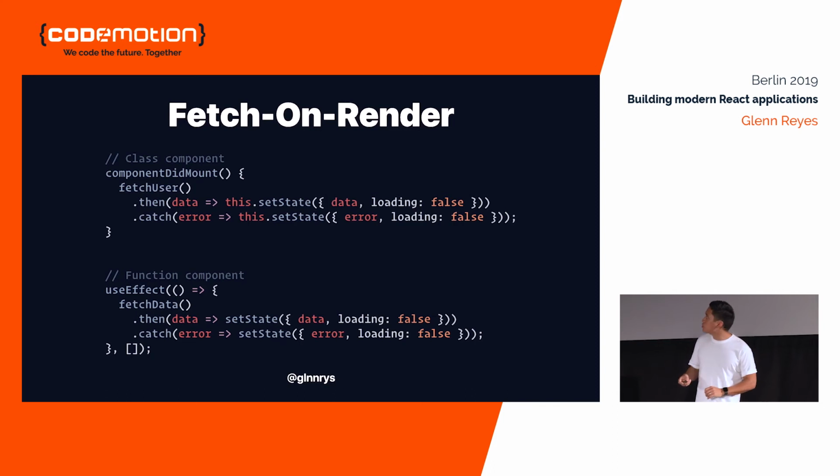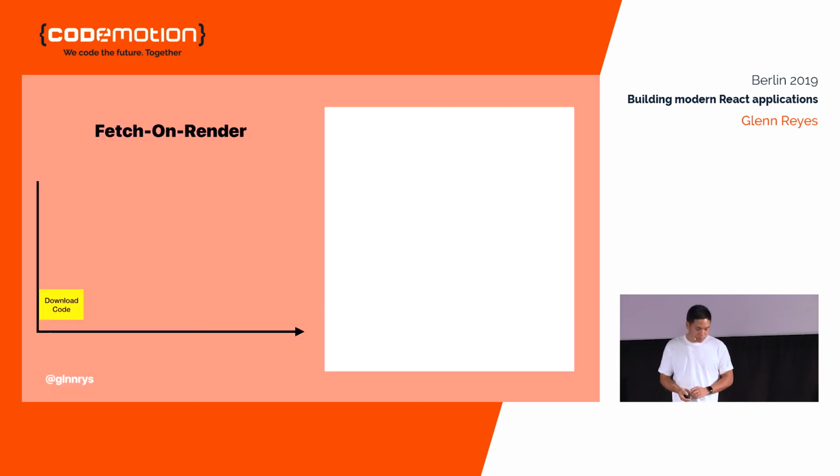And in contrast, in function components, we can do that by utilizing the useEffect hook by calling the fetch data. So we call fetch data, and if the data is there, we call the setState function and set our data to the state, and otherwise set an error to the state if it failed.